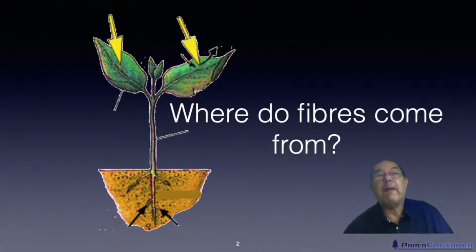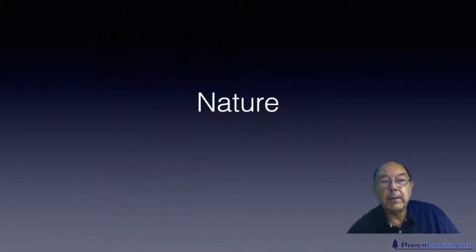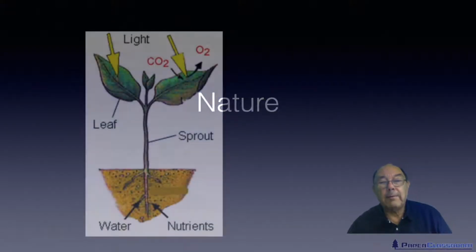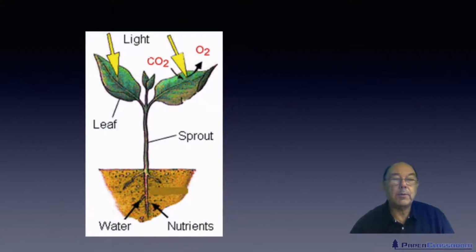This is in the Fibres module of the Level 2 Technical Certificate in Papermaking. And in this particular module we're going to be talking about fibres and where they actually come from. All the clues are in that picture there, so we'll get down into it. They come from nature. Paper makers don't make fibres, nature makes fibres. And this is how it does it.